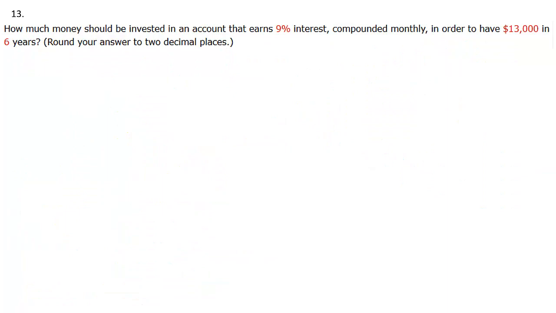13. How much money should be invested in an account that earns 9% interest compounded monthly in order to have $13,000 in 6 years? And round your answer to 2 decimal places. Again, it's the same compound interest formula as before, but they're asking us for the value of P. In other words, that's how much money you should invest in the account. That's the present value of the principal.